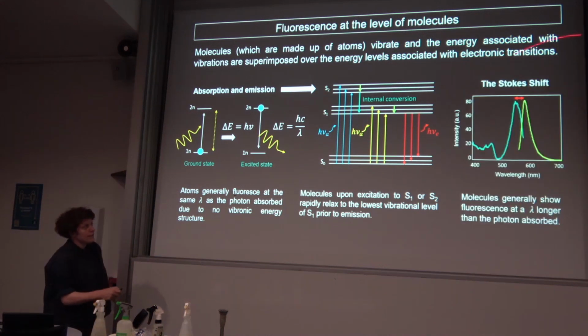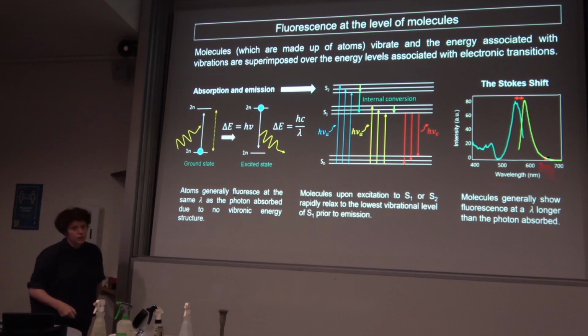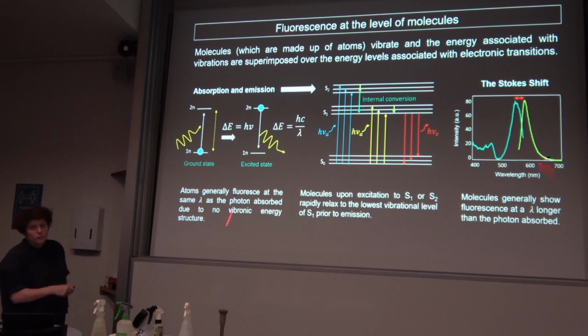And what you see is something we call the Stokes shift, which you'll see later in the talk is very useful. The photons that are absorbed in molecules generally result in emission photons at a longer wavelength. So there's always this shift between the absorption and emission spectrum of a molecule that fluoresces, as opposed to an atom, which has resonance fluorescence, because the photon absorbed is approximately equal to the photon emitted.